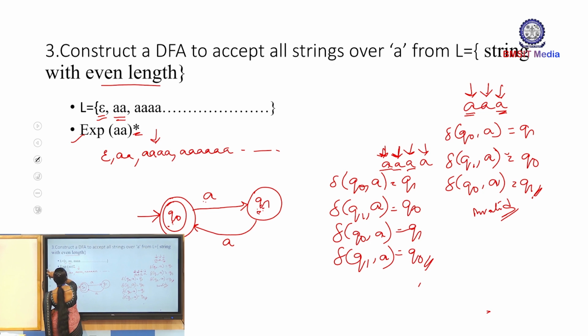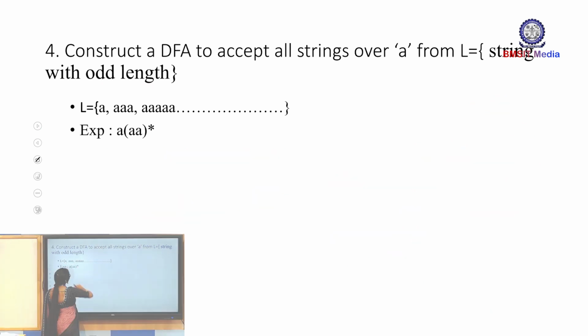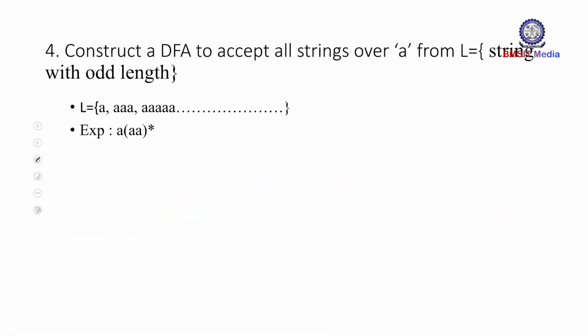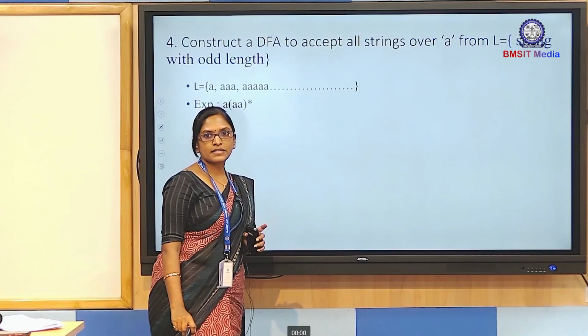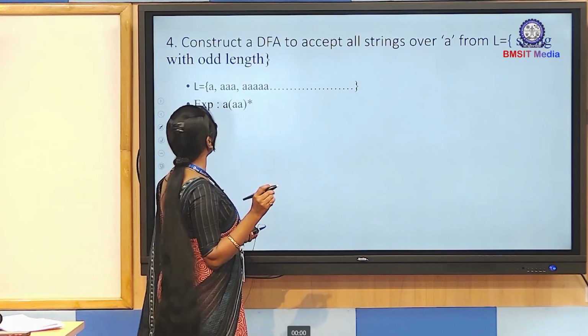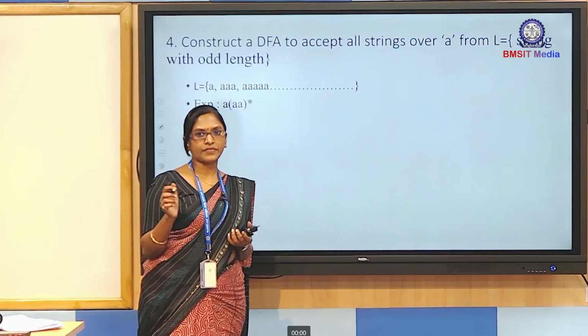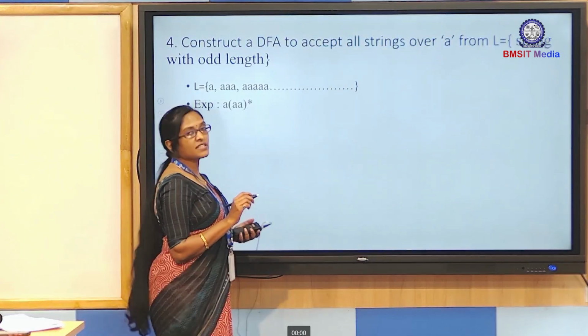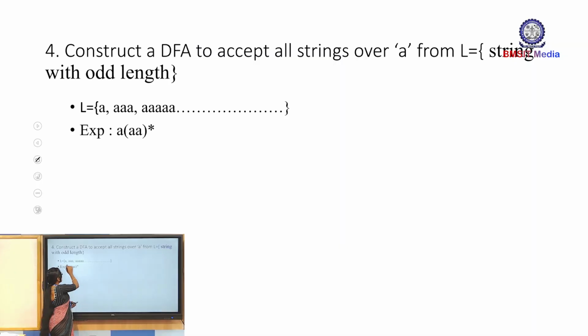And let's come to the next one. So the next problem that I've taken is to construct a DFA to accept all strings over A from the language where the strings must have odd length. So in this case, the language that is given here is A, followed by 3 occurrences of A, 5 occurrences of A, and so on. So the regular expression for this is, you can see that I can have A followed by 0 or more occurrences of this pattern AA.